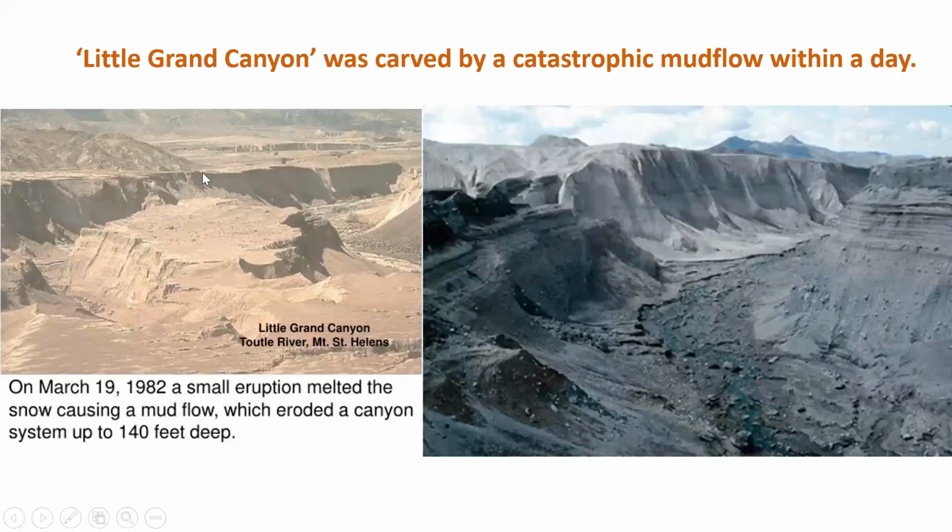Come back again here. All right, the same area, Little Grand Canyon, was carved by a catastrophic mud flow within 1 day. This is the picture, right, of the landscape. On March 19, 1982, you have a small eruption that melted the snow. It caused a mud flow, and the mud flow, remember, can punch through hard rock, right? So it punched through hard rock and it eroded a canyon system up to 140 feet deep.